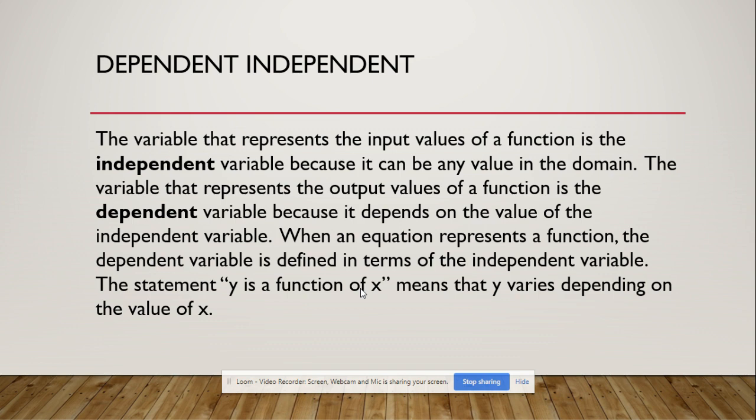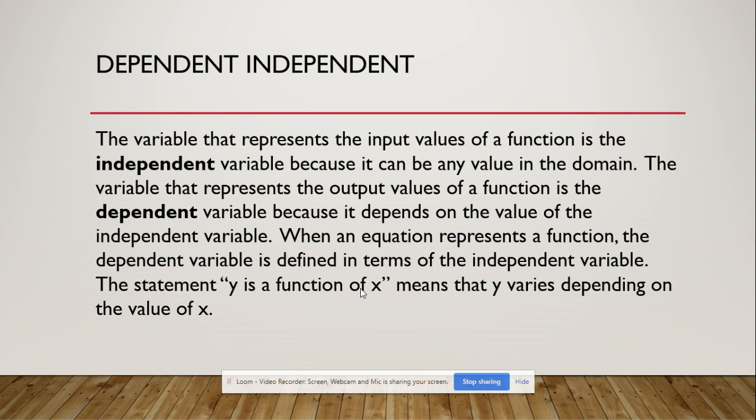The variable that represents the output values of a function is the dependent. So this is the y. Now, the reason why we call it the dependent variable is because it depends on the value of the independent variable. So if you were to ask someone, how much money do you make a week? And they say, well, that depends on how many hours I work. They are giving this statement of independent and dependent relationship.